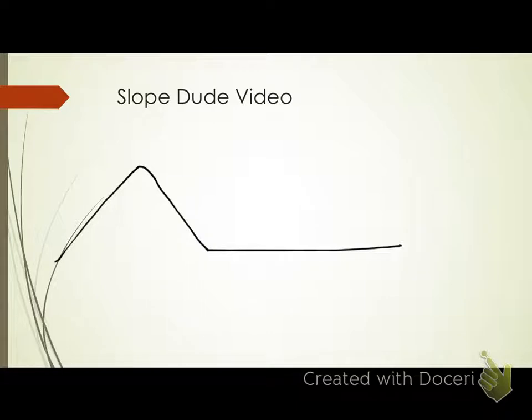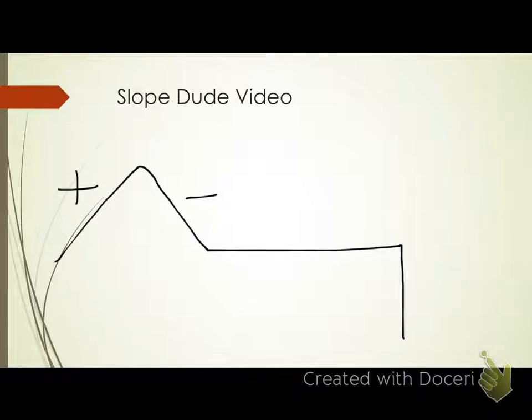So here's slope dude's ski course. What did he say going uphill? Puff, puff, positive. If I've got a line going uphill from left to right, the slope of it is a positive number. Okay. What did he say going downhill from left to right? Nice, negative. So if I've got a line on a graph going downhill from left to right, the slope of it's going to be a negative number.